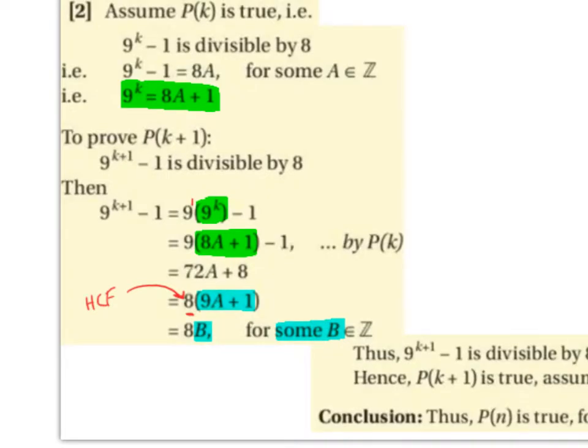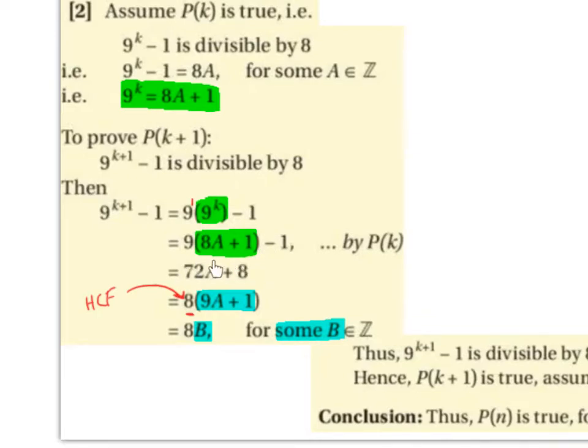Now in our assumption, we stated that 9 to the power of k, which we got on its own, is equal to 8a plus 1. So we're going to swap that 9 to the power of k for 8a plus 1. We still have the 9 in front and the minus 1 at the end. So 9 times 8a is 72a, and 9 times 1 is 9, minus 1 is 8.